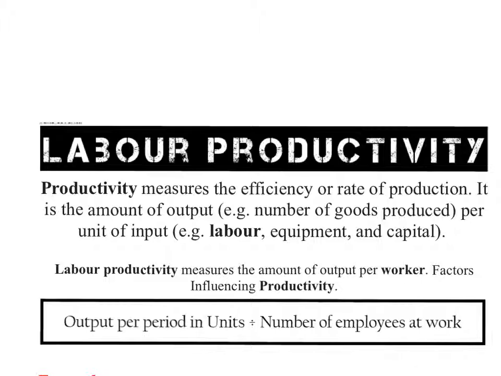So labour productivity measures the amount of output per worker. And the formula is output per period in units divided by the number of employees at work. The best way to know this formula inside out is simply practice. Practice makes perfect. Use your textbooks. Again, I've got some questions within this video, but just try and practice as much as possible.